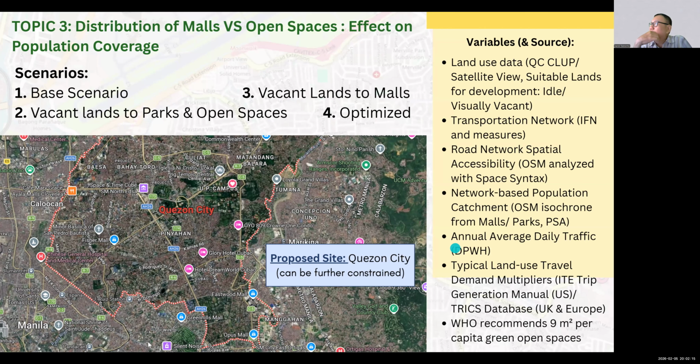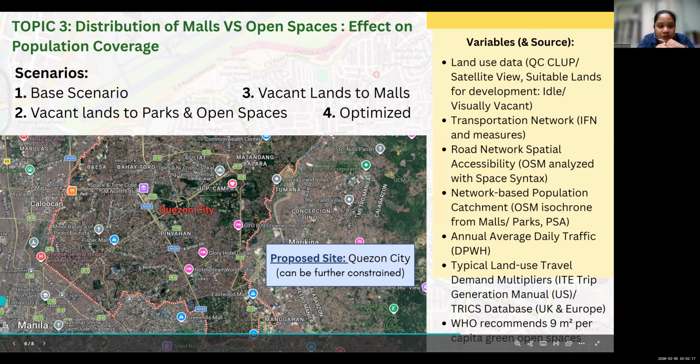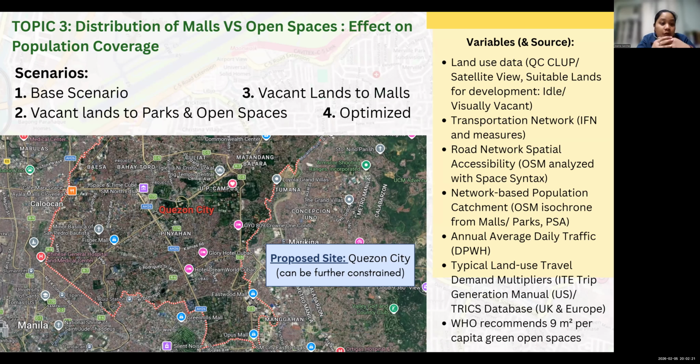Cool. So for the third topic, which is the distribution of malls versus open space and its effect on population coverage. So this explores how different land use conversions, specifically malls versus parks and green open spaces, affect the population coverage, and secondary, that we want to explore is its effect on trip demand in Quezon City.